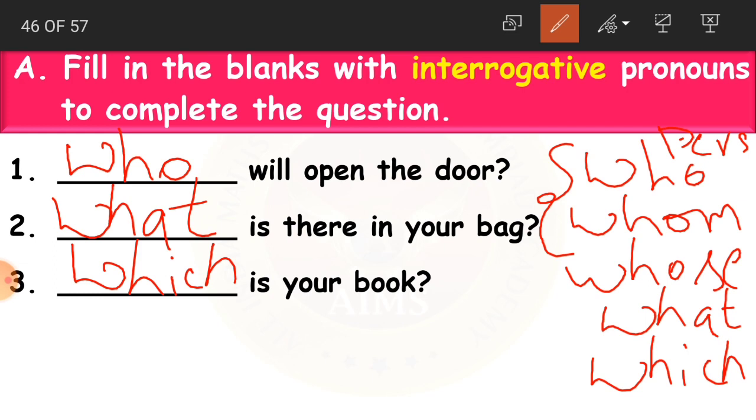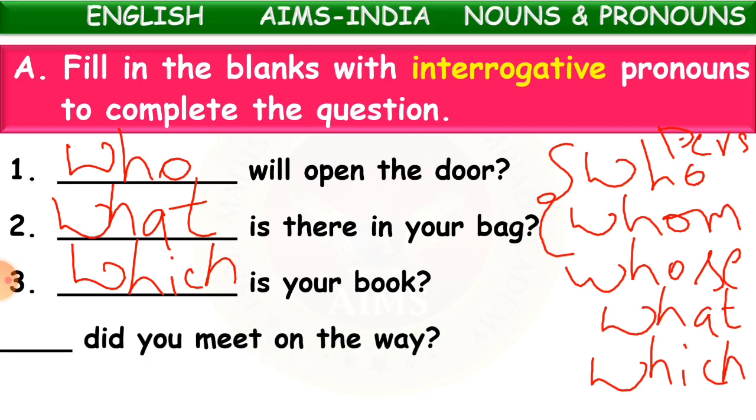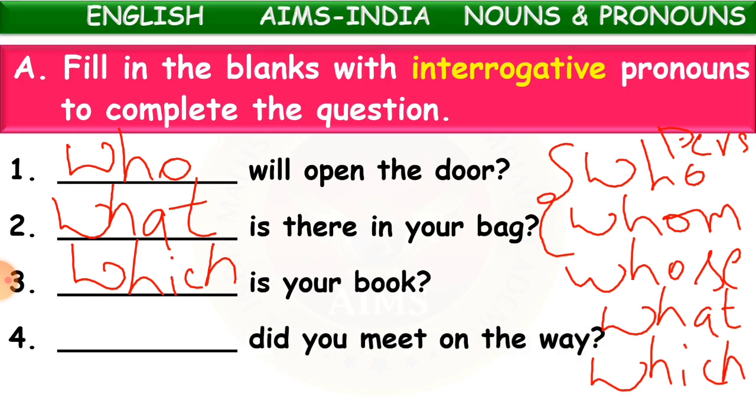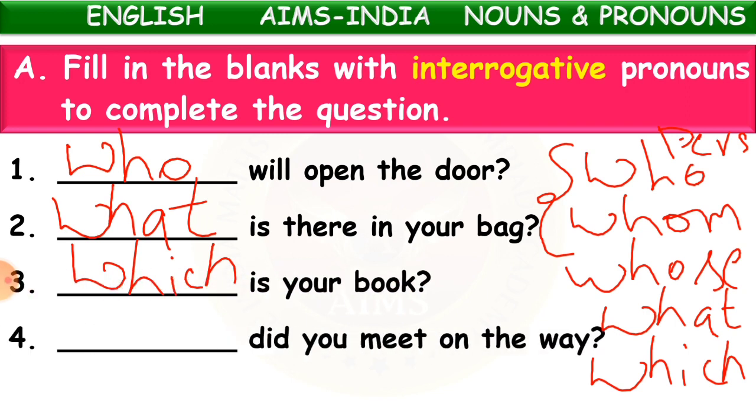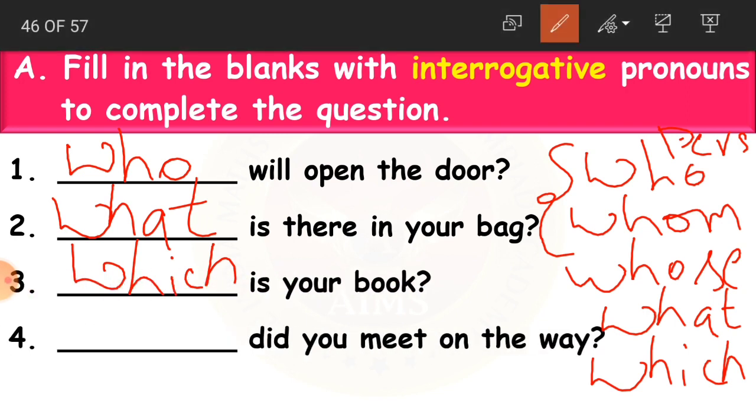We cannot use where in interrogative pronouns, children. Only which will come. Now the fourth question, dash did you meet on the way? As I said, for persons: who, whom, whose. So which word will be suiting among these three? This is whom. So I'll just write it. Whom did you meet on the way?